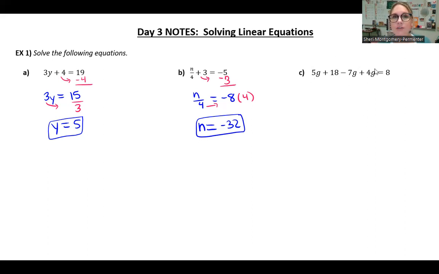How is the next question different? On A and B, how many variables did we have? We just had one, so I just had one Y and I had one N. But on C, how many variables do I have? 3. That's different, right? So before I can even start, I need to combine like terms.